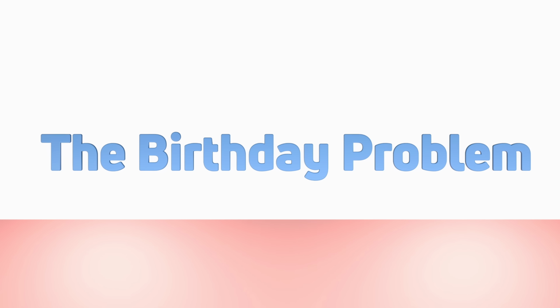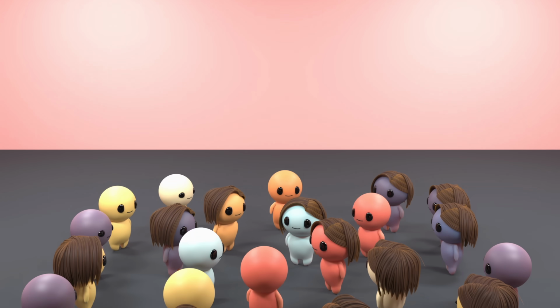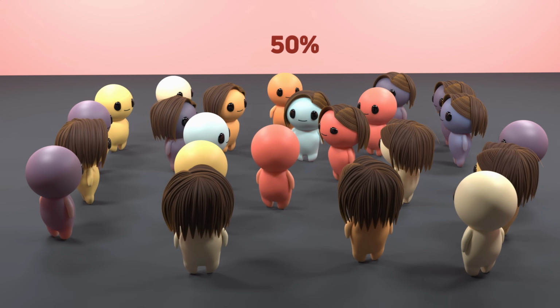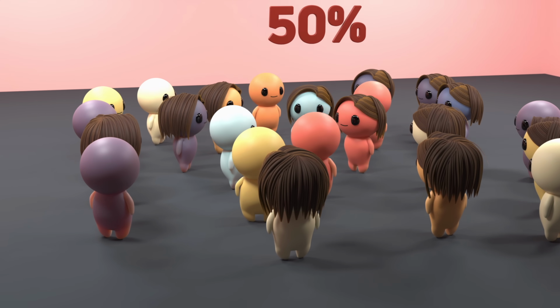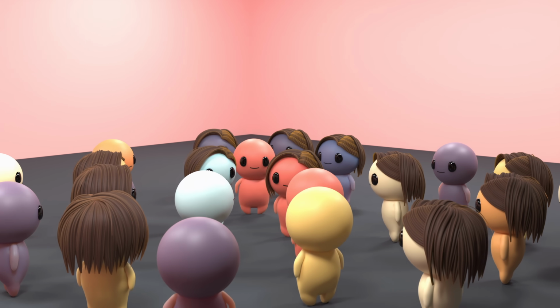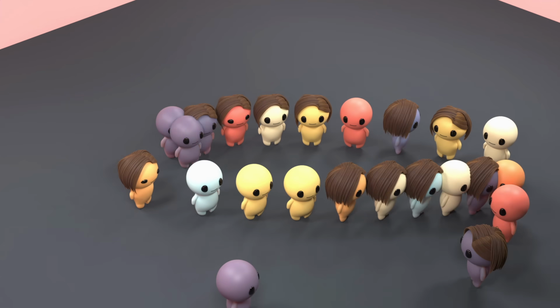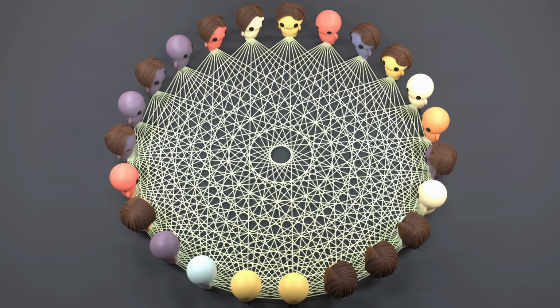The birthday paradox, or problem, explains the unintuitive reality that if you have 23 people in a room, there is a 50% chance that two people in that room share a birthday. The reason this number is so low is because we're not simply finding out if one person shares a birthday with anyone else, but if anyone shares a birthday with anyone else.